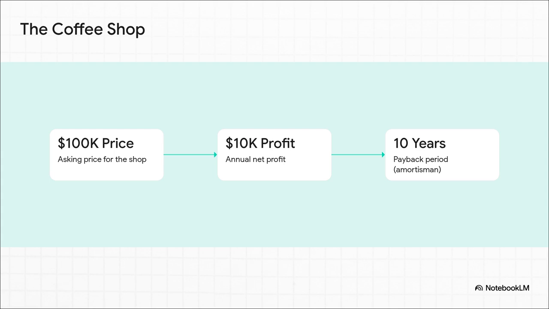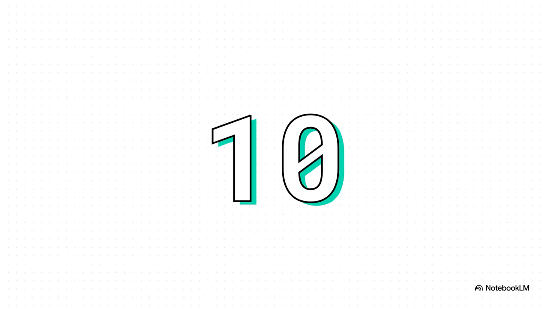Right, but before you just write that check, you do the smart thing, right? You ask to see the books. You find out the shop makes a net profit of $10,000 every single year. So you divide the price by the earnings. $100,000 divided by $10,000. That means your payback period, or to use the local term, your amortisman süresi, is exactly 10 years. Exactly. And that leaves us with our magic number, 10. The coffee shop has a PE of 10.